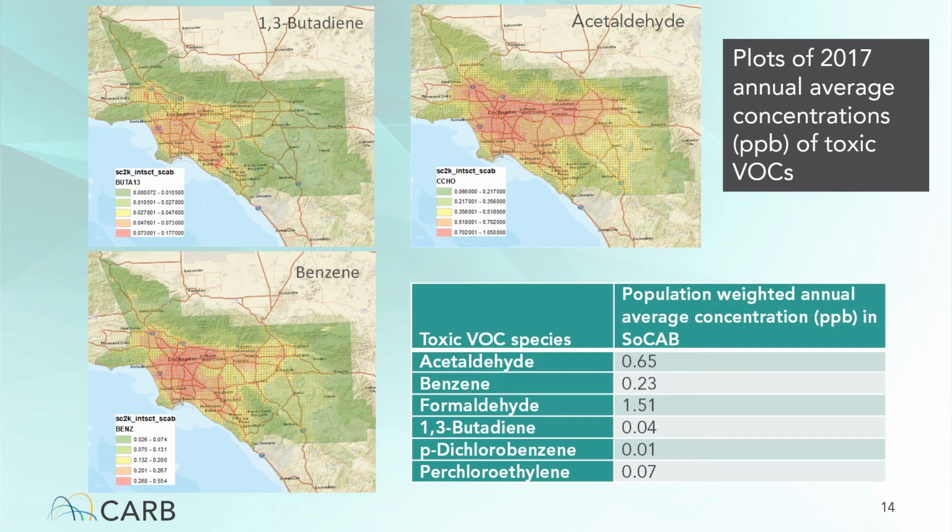Like in the previous slide, distributions of annual average concentrations of toxic VOCs are also shown here for 1,3-butadiene, acetaldehyde, and benzene. The table contains population-weighted annual average concentrations for toxic VOCs, where formaldehyde has the highest concentrations, followed by acetaldehyde and benzene.